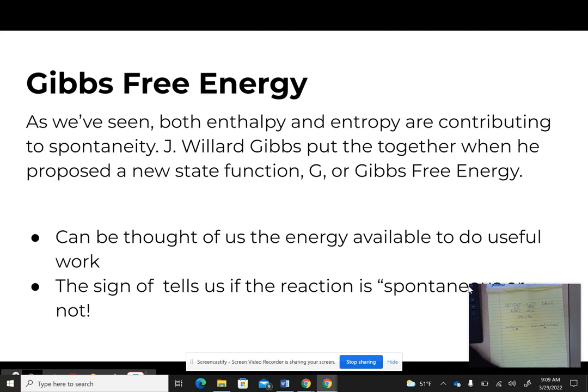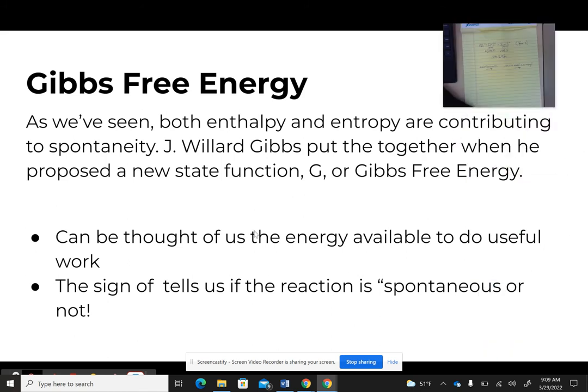Okay. And so what this dude Gibbs was able to do was he came up with a new state function, Gibbs free energy. Yeah, very subtle. And it is G. So G is the Gibbs free energy. It's really hard to calculate G, so almost everything we're going to do is going to be change in G, delta G. It's thought of as the available energy to do work for us.